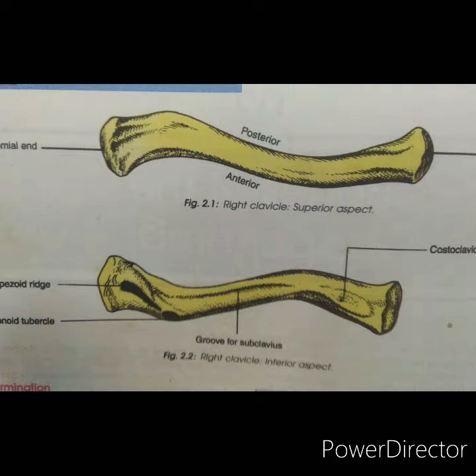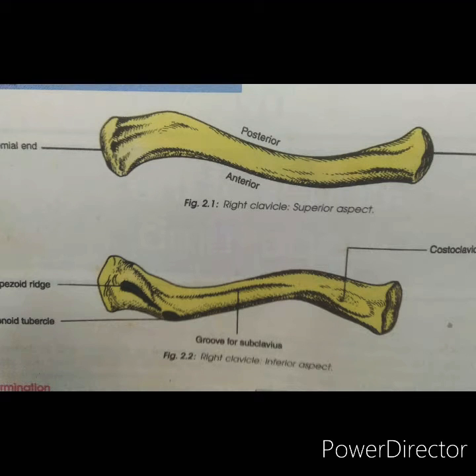the trapezoid ridge. The medial two-thirds of the shaft is rounded and is said to have four surfaces. The anterior surface is convex forward, the posterior surface is smooth, the superior surface is rough in its medial part. The inferior surface has a rough oval impression at the medial end. The lateral half of the surface has a longitudinal subclavian groove. The nutrient foramen lies in the lateral end of the groove.